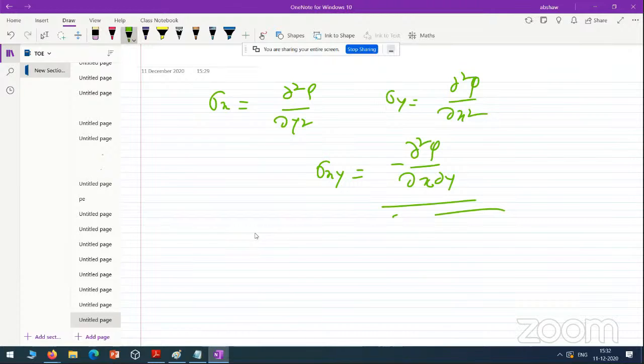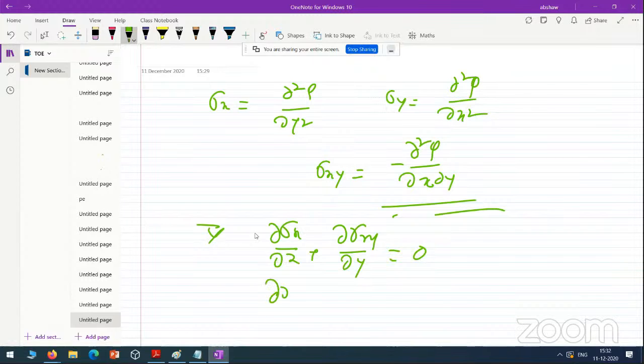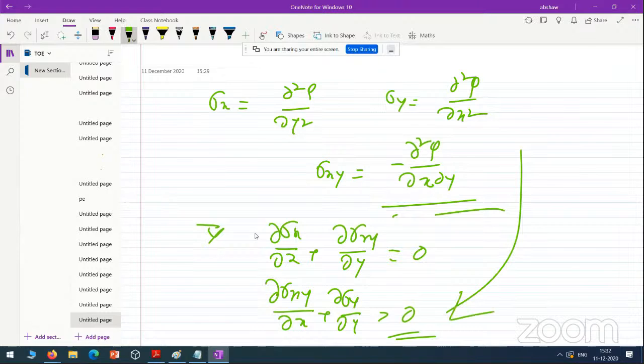Now if we combine them, you will see that these automatically satisfy the equations del sigma x by del x plus del sigma xy by del y equals 0, and del sigma xy by del x plus del sigma y by del y equals 0. I am assuming there is no body force, so in the absence of body force they satisfy these equations. If you have a body force, then you have to add another term here. But they satisfy the equilibrium equations.